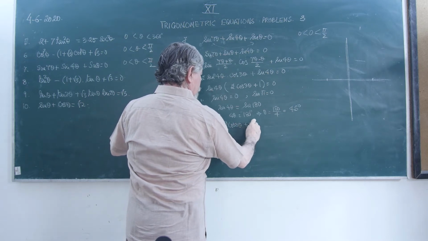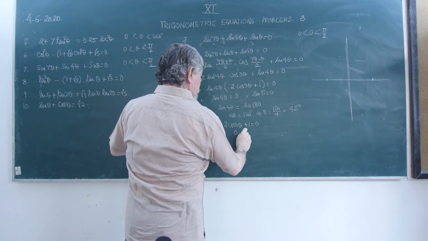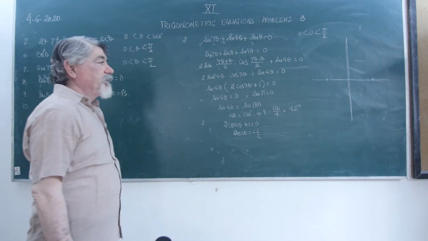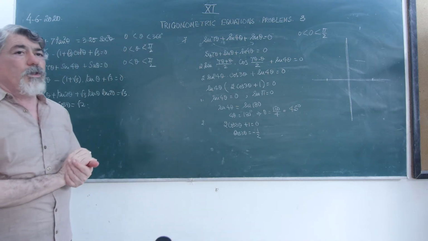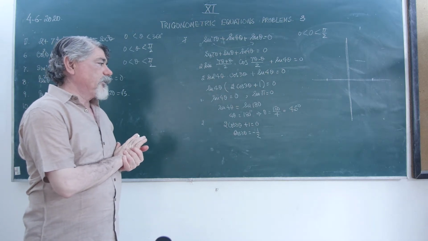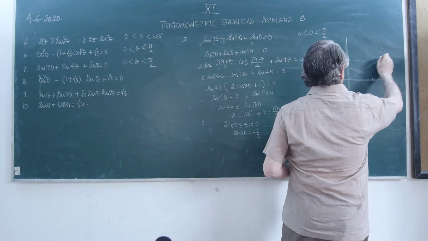Now the second is 2 cos 3 theta plus 1 is equal to 0. So cos 3 theta will be minus 1 upon 2. Cos 3 theta is minus 1 upon 2. And cos theta is what? Cos theta will be 1 upon 2 at 60 degrees. Theta will be 60 degrees.